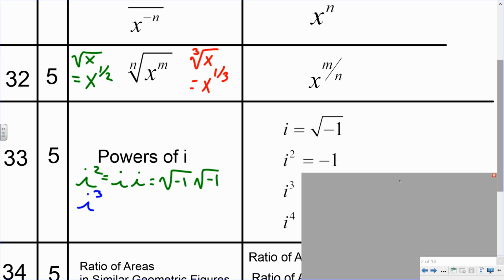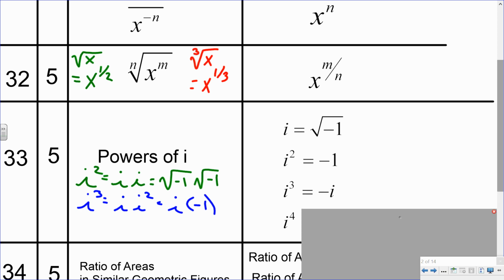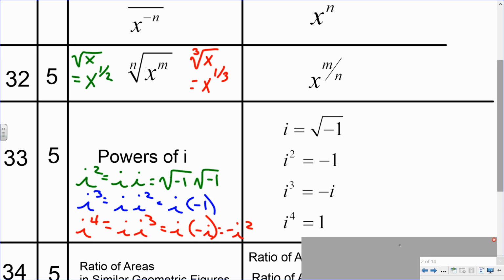If we want i cubed, that is i times i squared. So that will be i times -1. So that will give us that i cubed is minus i. Then if we want i to the 4th, that is i times i cubed. So i times minus i is minus i squared. So it is the opposite of i squared, so it's the opposite of -1. So we are back to +1. And then we repeat. i to the 5th will be i times i to the 4th, so we'll be back to i. i to the 6th will be i times that.